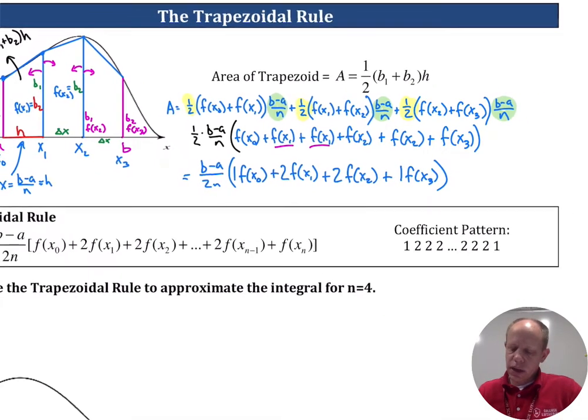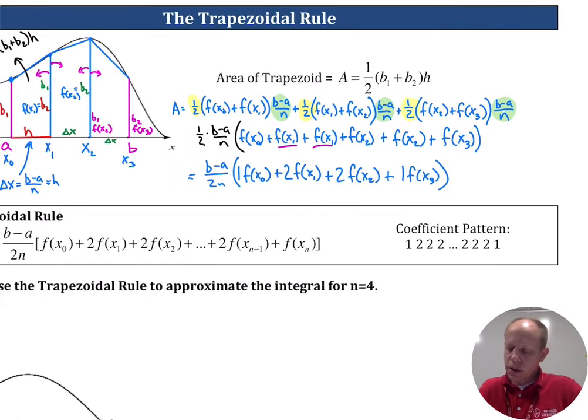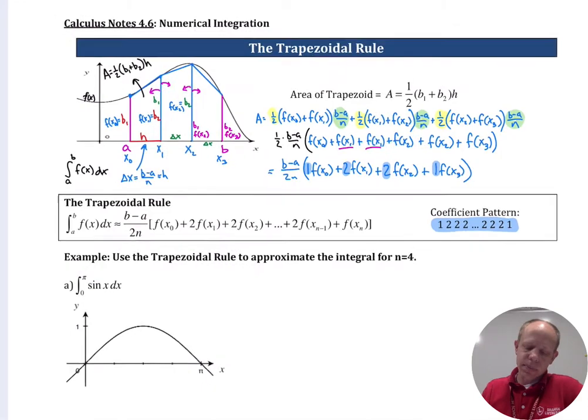What we've discovered here is this coefficient pattern of 1, 2, 2, 1. And you're going to see that right down here. And the reason is each of those bases on the interior is going to get used twice, and the bases on the exterior of your interval are only going to get used once.